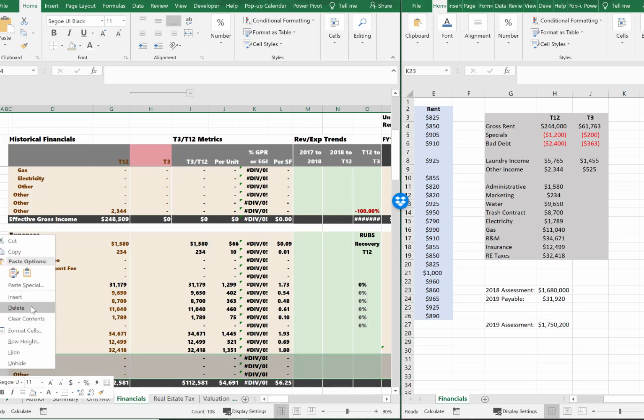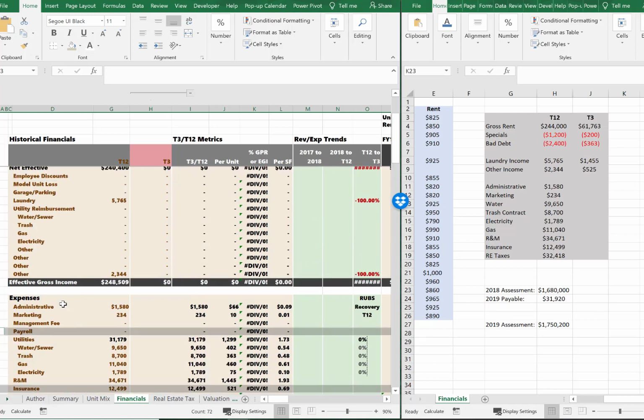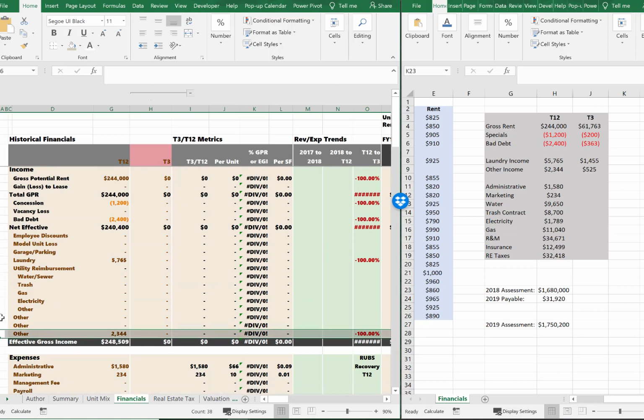All right, so I'm going to go ahead and start deleting rows that I don't need. Delete all this other stuff. I'm going to leave payroll and management fee because I will have an assumption for those in the pro forma. Then up on the revenue side, I'm going to leave water, sewer, and trash.